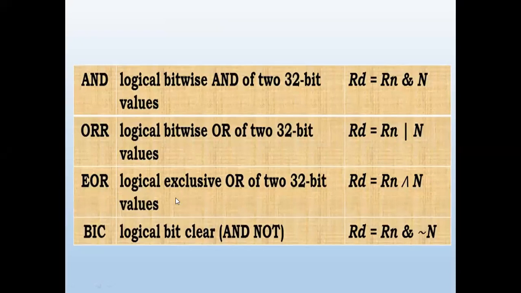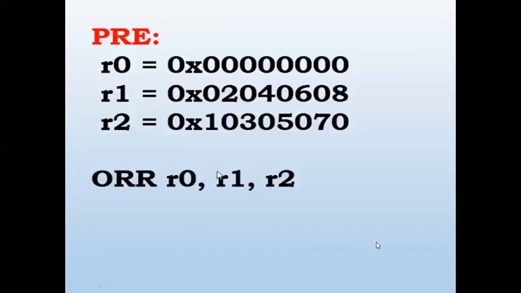And XOR operation: it will do the exclusive OR of Rn and n, and the result will be stored in Rd. And this is bit clear. Bit clear means it will do Rn AND the complement of n, and the result will be stored in Rd.